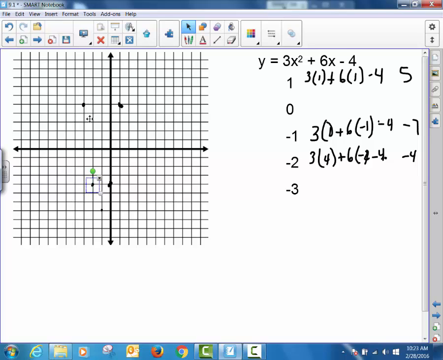And just for surety's sake, let's go over here and make sure that we're right. We go 3 times negative 3 squared, which would be 9, plus 6 times negative 3 minus 4. That gives us 3 times 9 is 27, minus 18 gives us 9, minus 4 is 5, which is what we expected it to be. So now we can come over here and draw our parabola, if I can do this well with the way my marker is doing today.